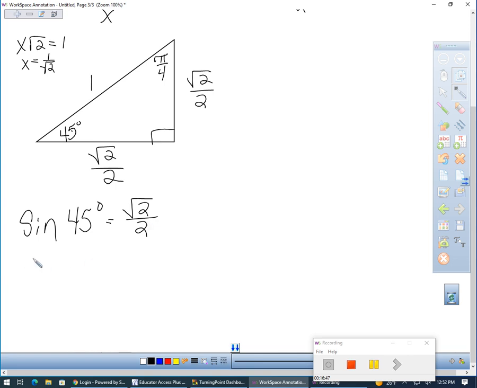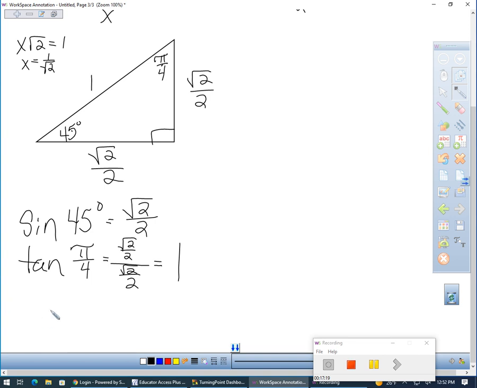What if I said to you, what is the tangent at pi over 4? So we go to pi over 4. Tangent is opposite over adjacent. What is our tangent at pi over 4? They're both the same. So if they're both the same, what do we get? 1, exactly. I'm going to write it here. Root 2 over 2 over root 2 over 2 equals 1.